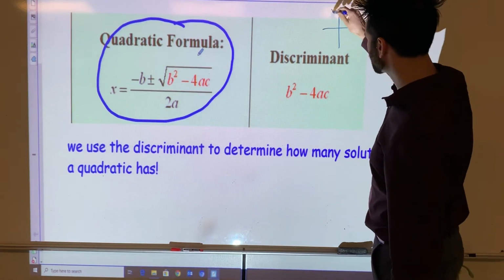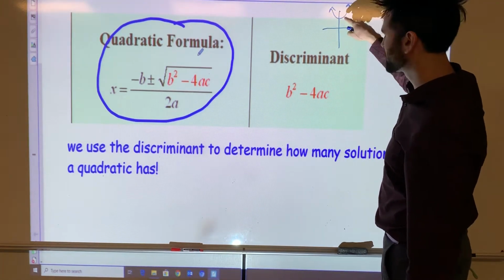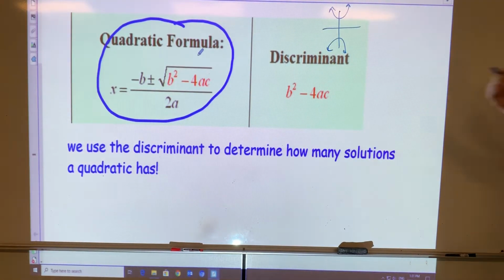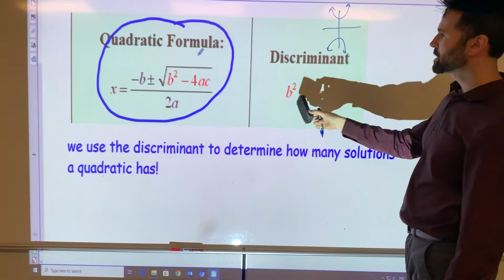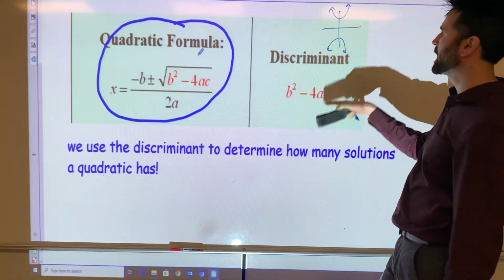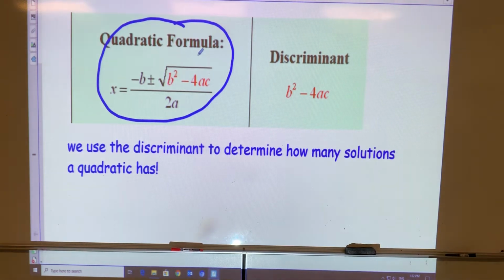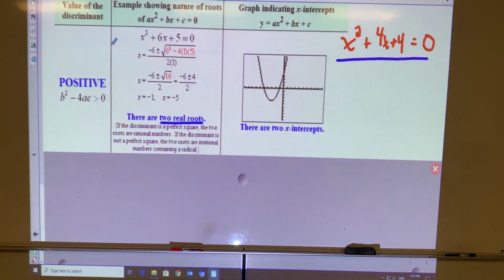So we talked about this before, but we could have parabolas like this or like this that don't cross the x-axis. In the next unit, we'll see that. So there needs to be a handy way to say, are there even any x-intercepts that we need to find? And that's what the discriminant helps us do. So let's take a look at three scenarios here.